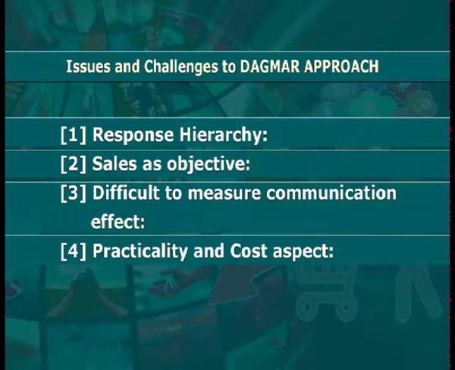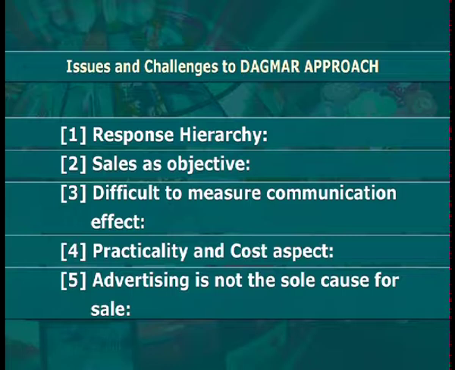Fourth, practicality and cost aspect. Friends, another objection raised is about the set of difficulties involved in the implementation of the DAGMAR approach. Colley suggested determining the number of prospective consumers in the hierarchy of communication effects and thereby recommended setting objectives suited to such proportion of target audience at each level of hierarchy. This is not an easy task and calls for extensive market research that may not be feasible and affordable by small firms.